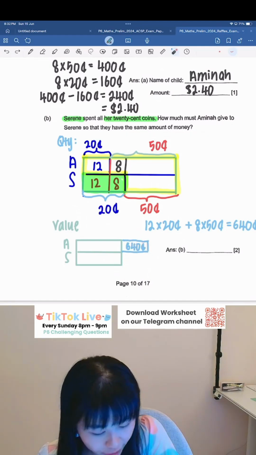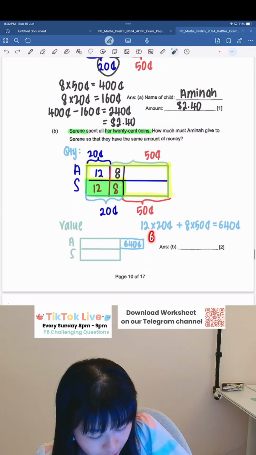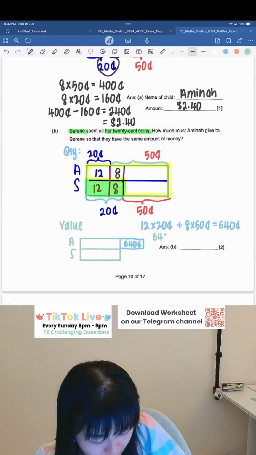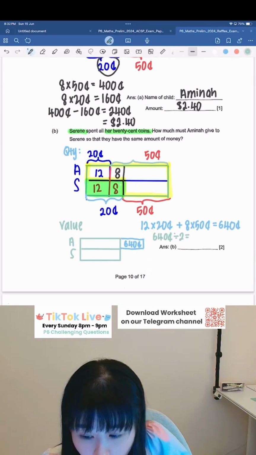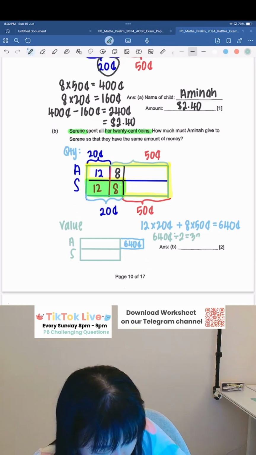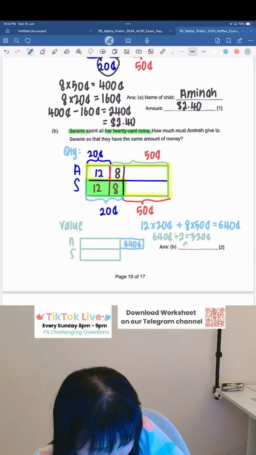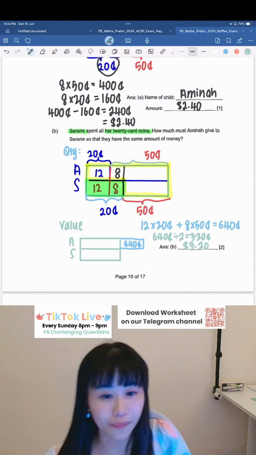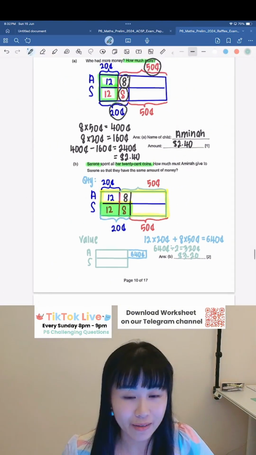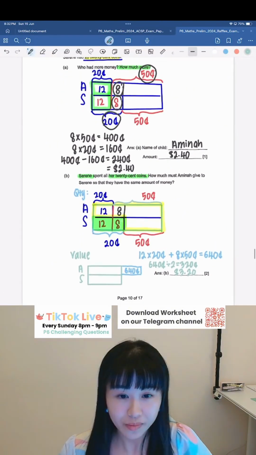So half of that 640 cents, you just divide by 2. That's how you get 320 cents, and 320 cents is basically $3.20. Okay, so that's how you solve this question.